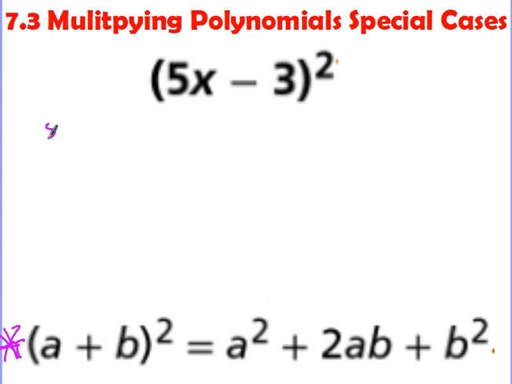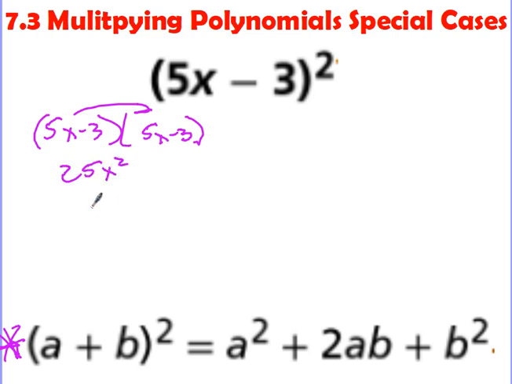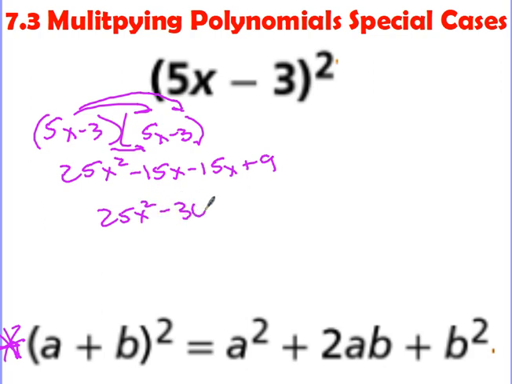Okay, because if I had 5x minus 3 times 5x minus 3, that's 5x times 5x, which is 25x squared. Okay, then I have 5x minus 3, which is minus 15x. Negative 3 times 5x, which is also negative 15x. And negative 3 times negative 3 is positive 9. Well, this is going to give me 25x squared minus 30x plus 9. So let's look at if this follows this pattern.